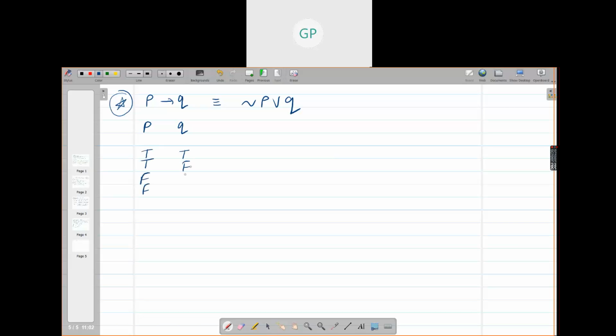This is T F T F. Now we require what? We require negation P also. So P, Q, then we require negation P, then negation P or Q. Okay, so what is P implies Q? T F T T. Right, it is false only when Q is false. Okay, now what is negation P?